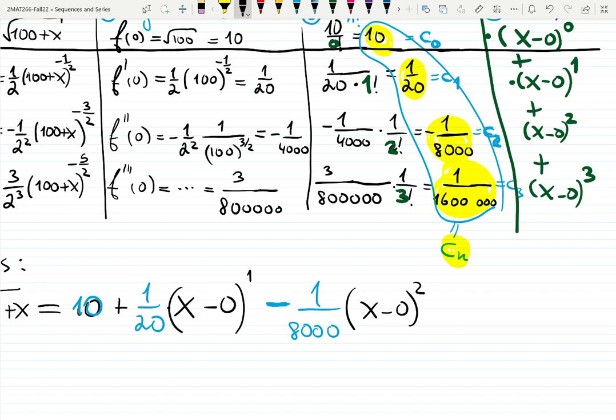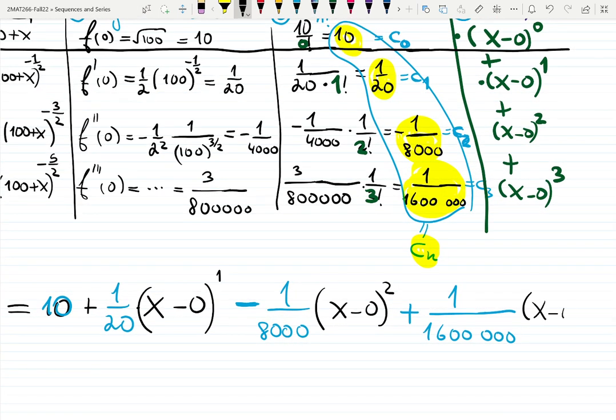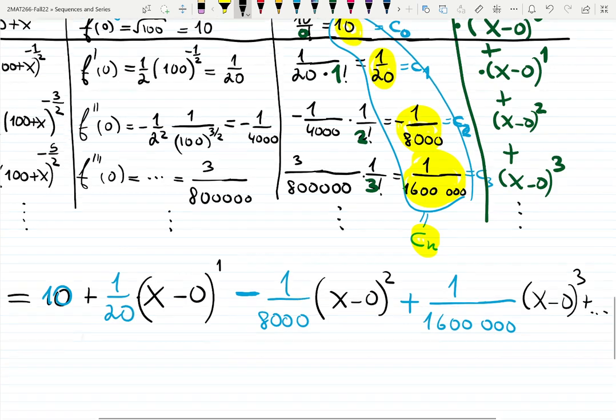Let's do one more because they asked for 4. It will be plus the third derivative at 0, divided by 3 factorial, and we simplified that. It's 1 over 16, 0, 0, 0, 0, 0. You don't have to simplify it. You can actually keep it as 3 factorial. Just put an exclamation mark, put parentheses nicely, and the computer will accept that. Multiplied by x minus 0 cubed plus, and keep going. This is an infinite series.